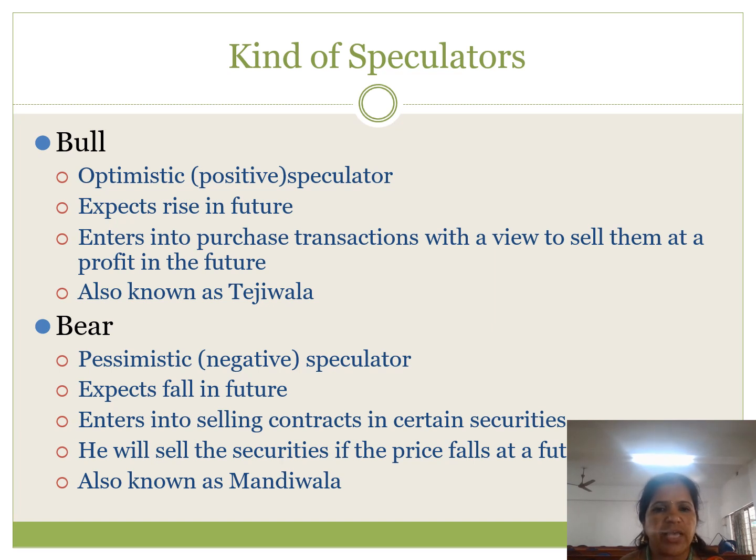It is also called a tejiwala. Bear is a negative speculator, always thinking in negative ways, who expects a fall in the future and enters into selling contracts in certain securities; he will sell the securities and buy when the price falls in the future. Also known as a mandiwala.